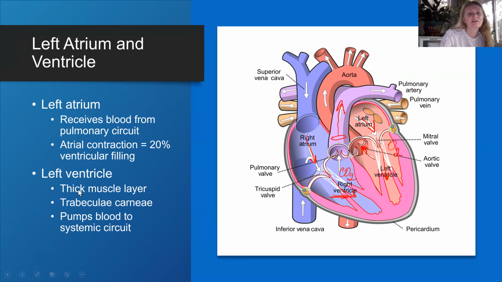And the left ventricle has a thicker muscle wall, right? Because it needs to pump blood with more pressure, right? So the blood can flow to the distal parts of your body.